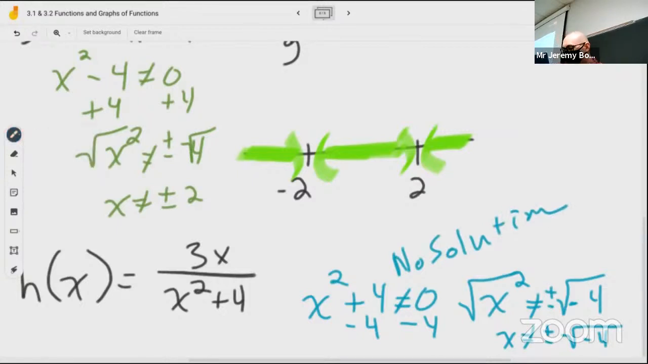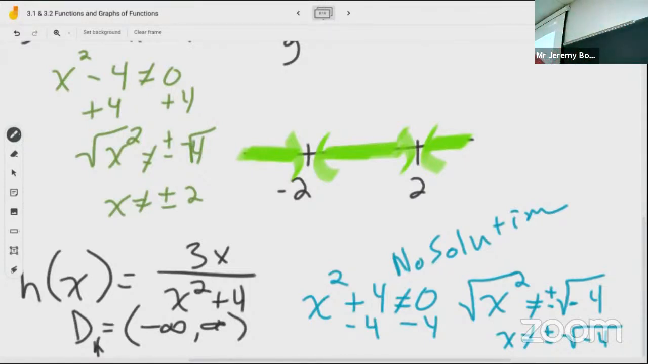So what do you think my domain of h is going to be? Am I going to have to take anything away from it? What do you think? There's no value that will make that denominator 0. The only value that will is an imaginary number. You're like, what? 2i, plus or minus 2i. But we don't care about that. So it's just going to be negative infinity to positive infinity, because there's nothing that we need to restrict from it.